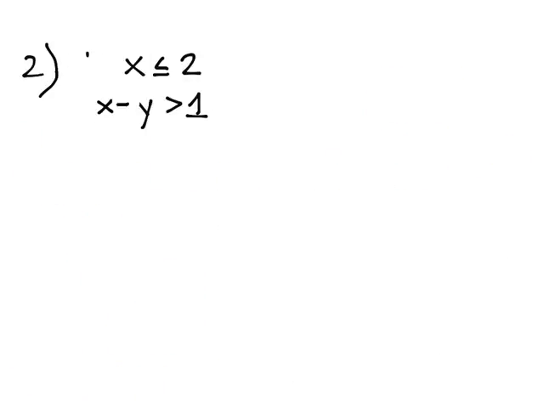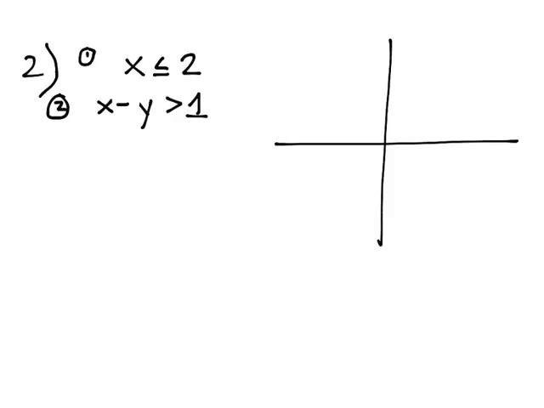Here we have 2 inequalities. We deal with these just like we deal with systems of equations. We graph both of them, and then we find the region which satisfies both the inequalities. So let's graph the first one. X is less than or equal to 2.